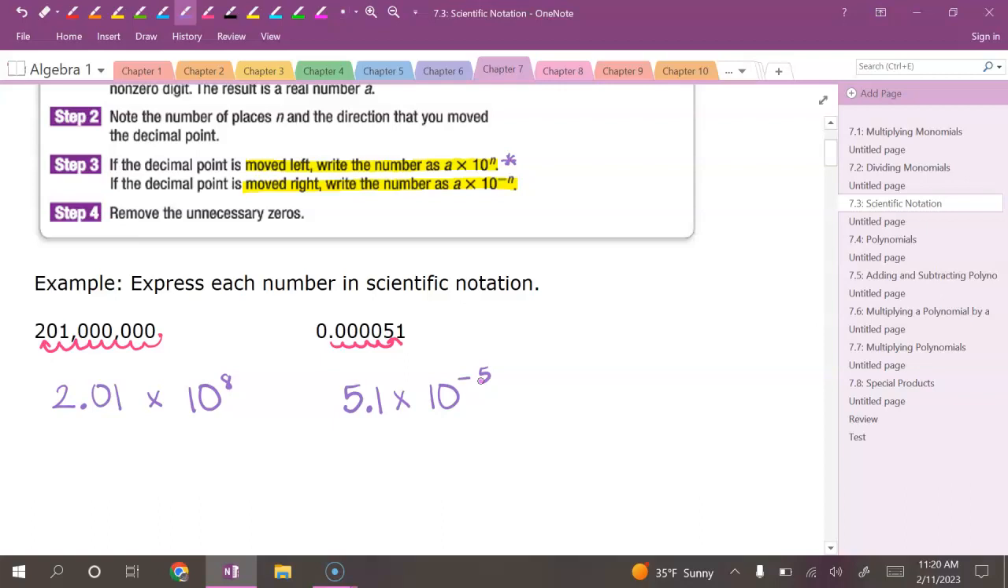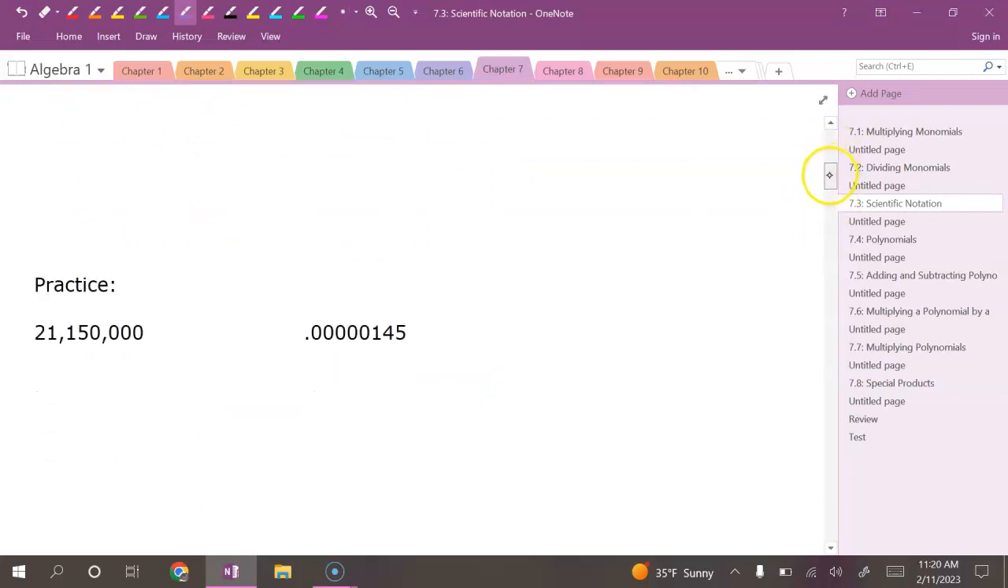So hopefully you can see that they're very similar in how they work as far as how you write the numbers. You want to have one whole number and then your decimal. So you can see how I had 2 and then point and 5 and then point. And then that exponent really all depends on what direction you moved. Because we moved to the left on the first one, it's a positive 8. And we moved to the right on the second one, it's a negative 5. So I want you guys to try to practice.